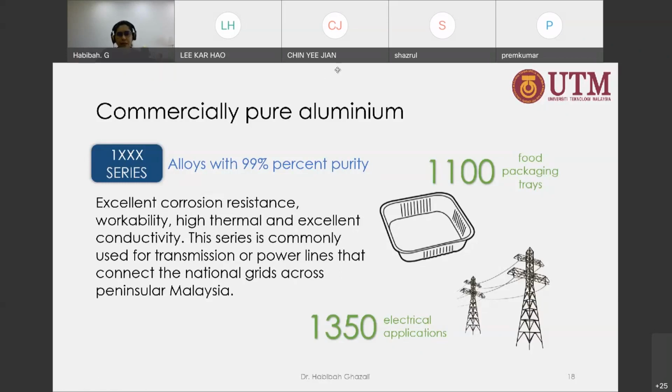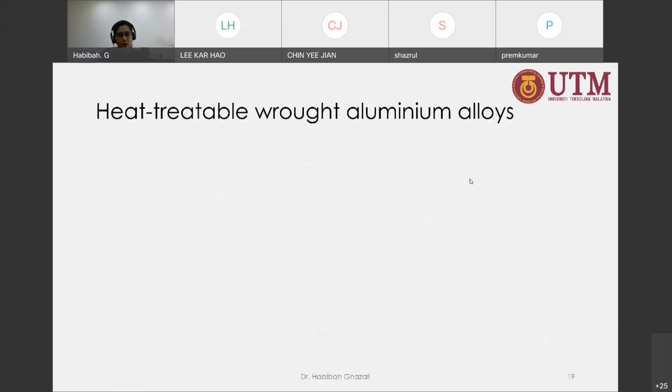If you have any questions, just put it in the chat box and I will entertain them when I have time. All right, and then we have wrought alloy that can be heat treated and that cannot be heat treated. So we will begin with the series that can be heat treated first. The 2000 series, the 6000 series, and also the 7000 series can be heat treated, to a certain composition.